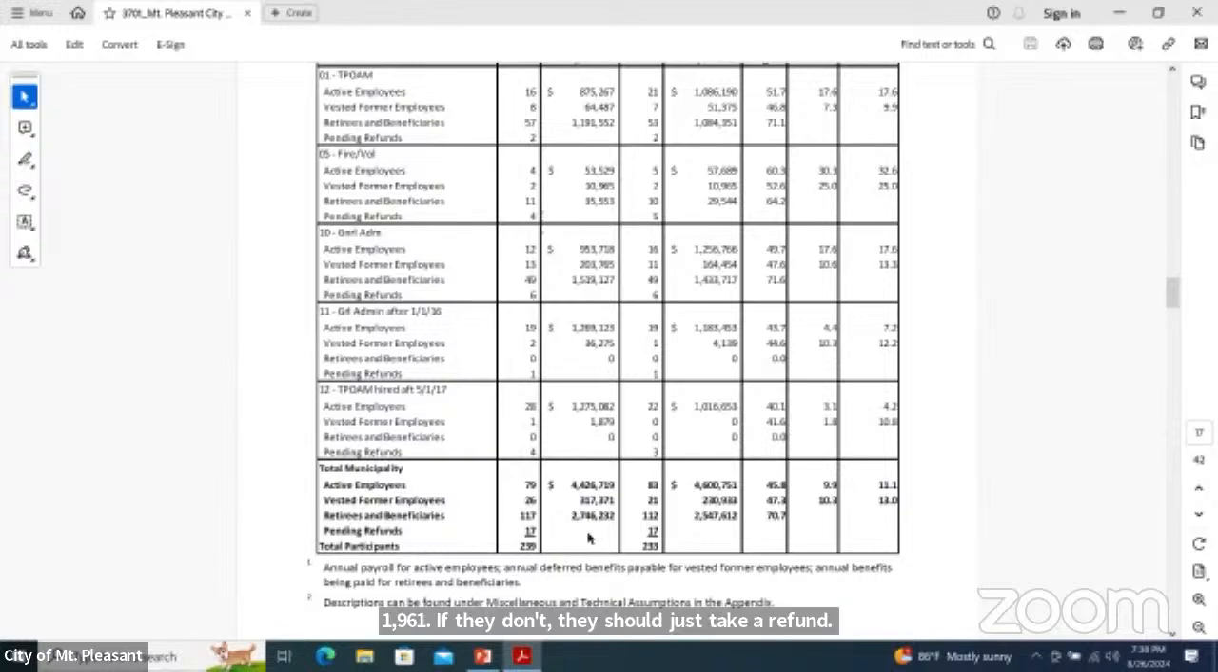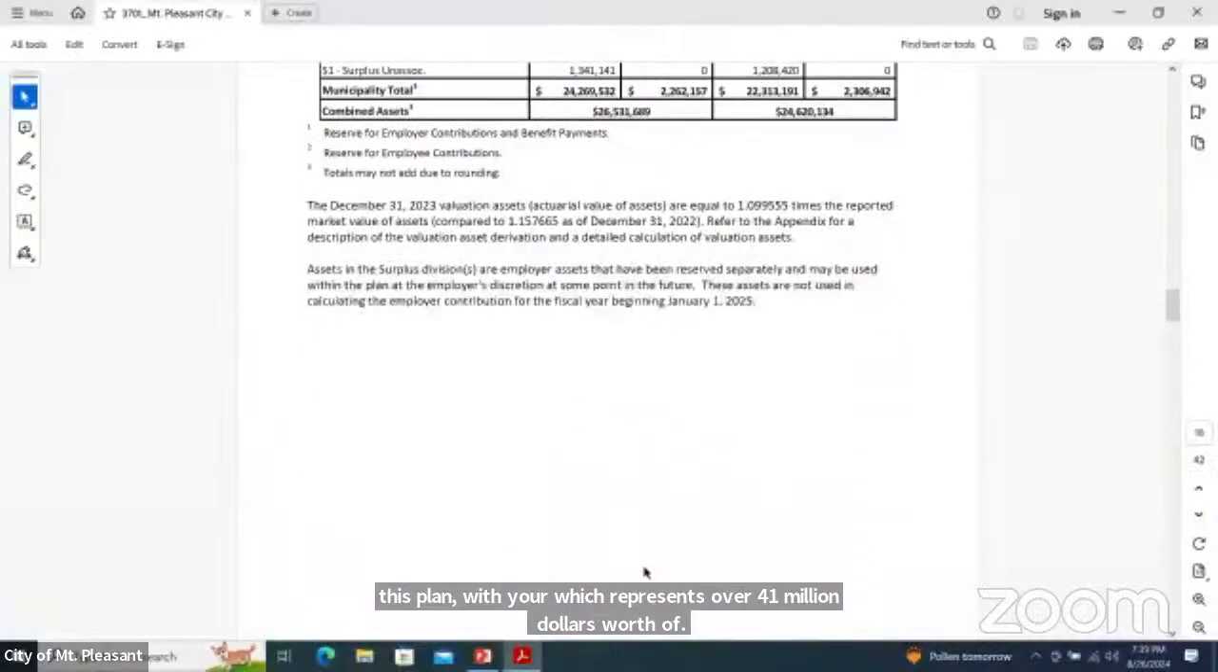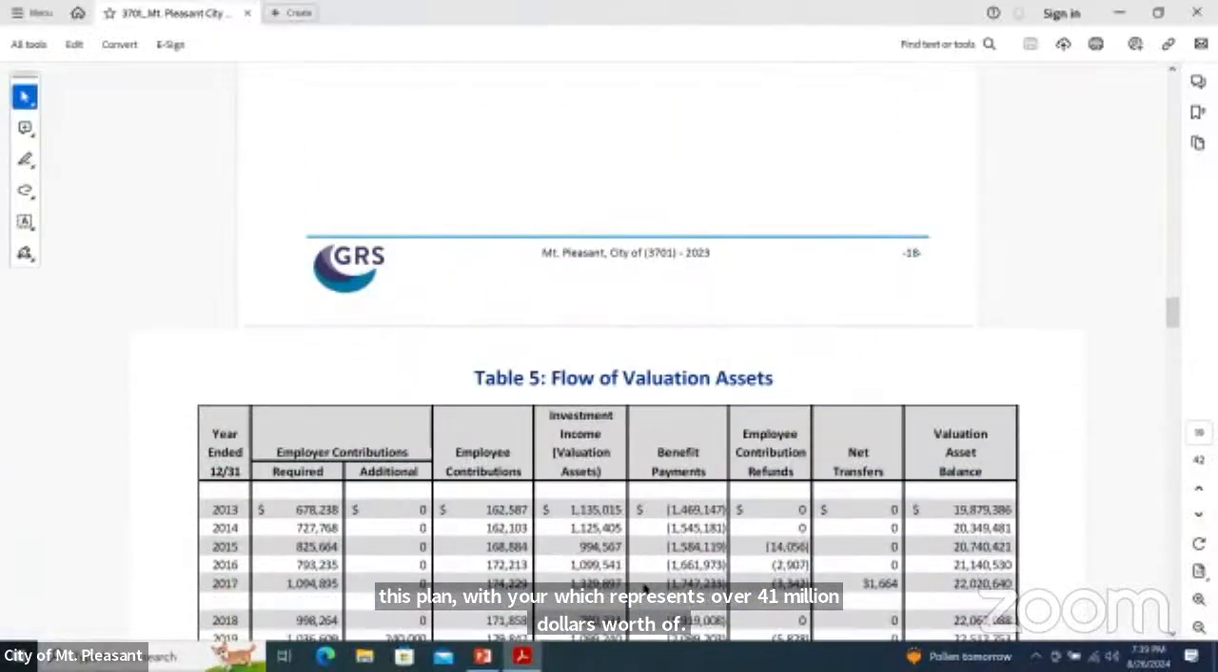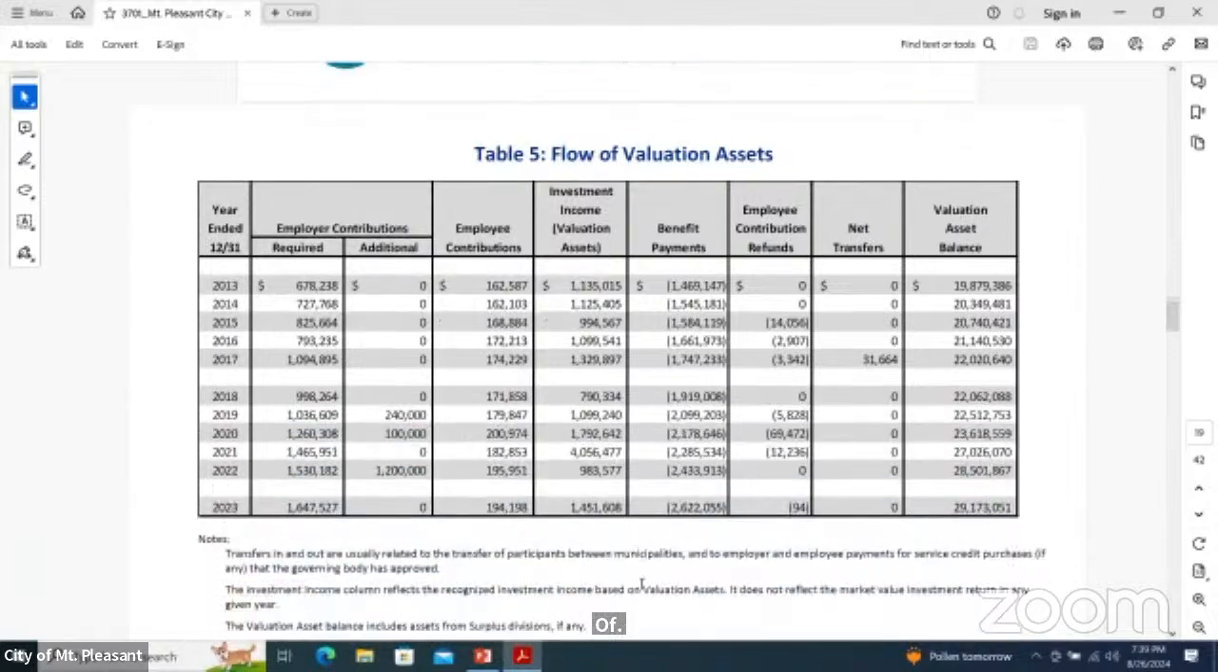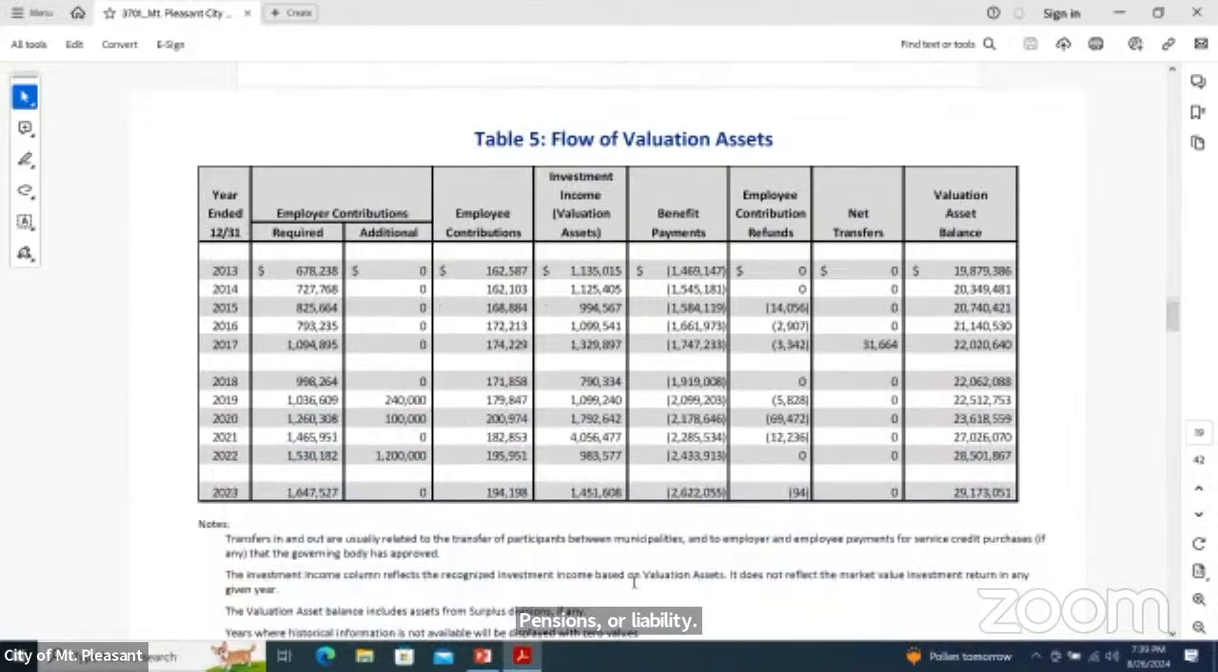And we ask them that every year. We send out communications to them. So there's a total of 239 participants under this plan, which represents over $41 million worth of pensions earned, or liability. This chart is a flow of valuation assets, and it's a historical table as well.